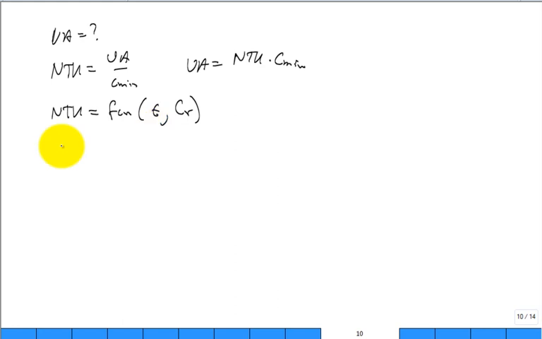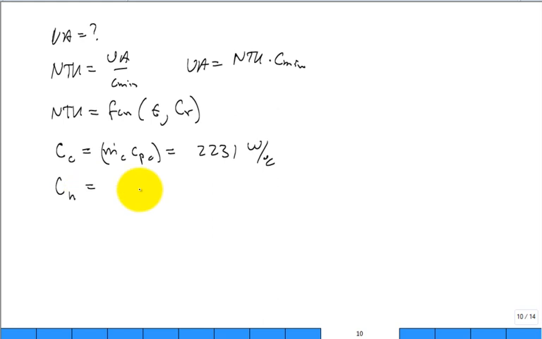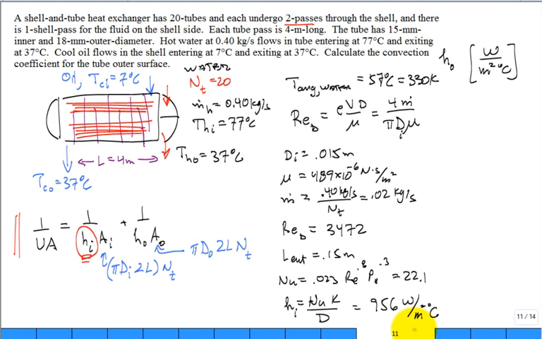Well, I'll have to calculate the heat capacity rate of the cold fluid. The heat capacity rate of cold fluid is mass flow rate of the cold times specific heat of cold. And that comes in at 2231 watts per degree C. The heat capacity rate of the hot fluid is the mass flow rate of the hot fluid times specific heat of the hot fluid. Let me go back to my problem. The hot fluid was the water. I needed to get the specific heat at 330 Kelvin.